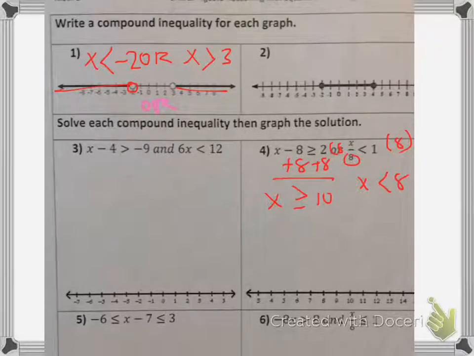So this is an OR graph, so I should be going in the opposite direction. So I have x is less than 8. So at 8, open circle, less than direction. And I have x is greater than or equal to 10. So solid dot going the opposite direction.